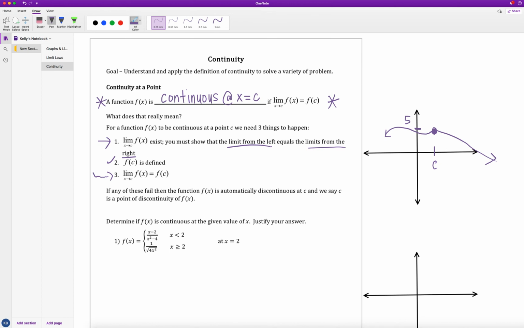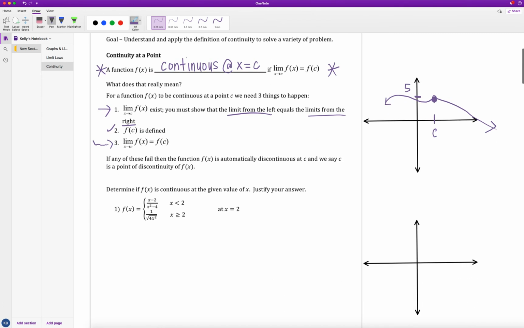The key thing I really want to point out, though, is not just that I need these three things to be true, but that when we're talking about continuity, we're talking about continuity at one x value at a time. Just because a function might be continuous at, let's say, x equals 2, does not mean it's necessarily continuous everywhere else. If I were to prove that a function is continuous everywhere, it would require proving it for every single x value in the domain.